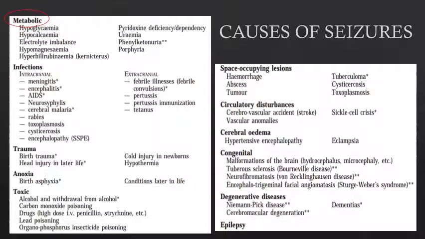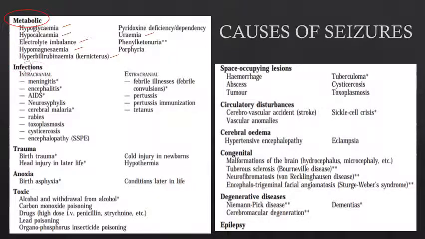First, we have metabolic causes, such as hypoglycemia or low blood glucose, hypocalcemia, other electrolyte imbalances, including sodium, potassium, and magnesium, hyperbilirubinemia or jaundice, which can occur in liver failure, and uremia that can occur in kidney failure.